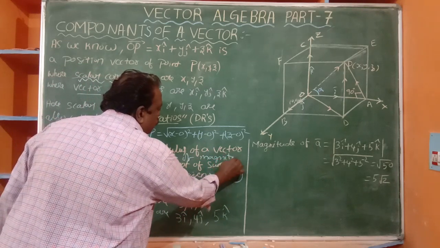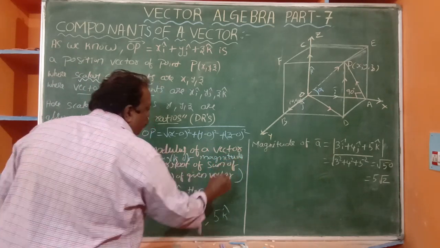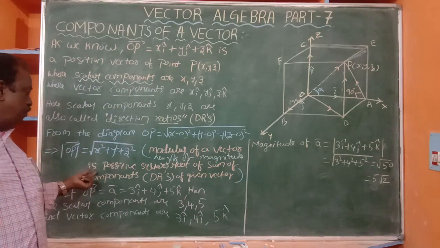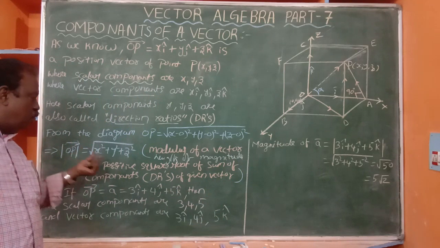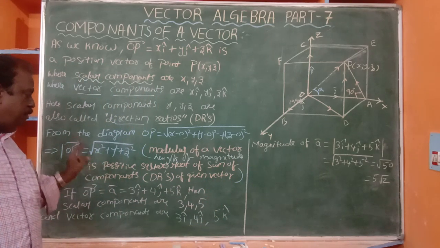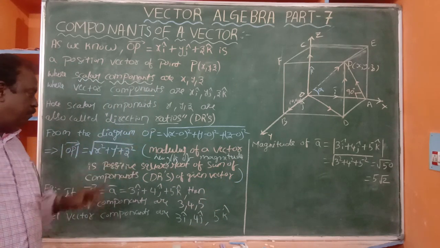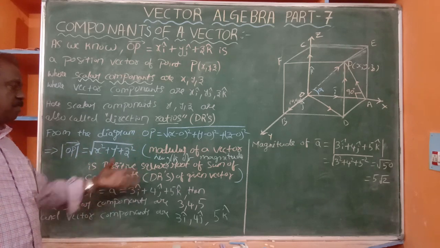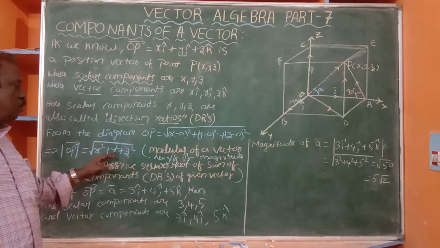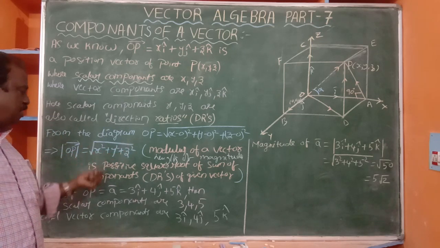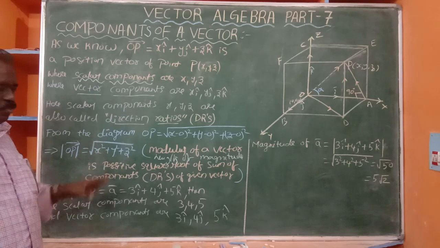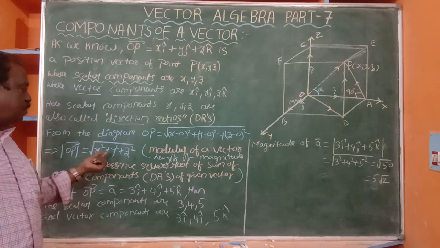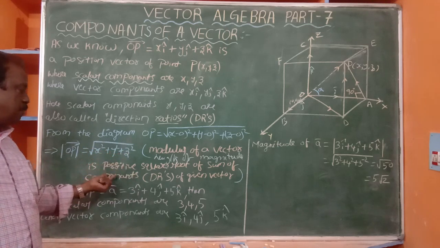Magnitude. It is the magnitude of a vector. Observe it, it is the positive square root. It is important. The positive square root of the sum of components or otherwise DRs of given vectors. What are x, y, z? DRs or otherwise components. Simply say components. Specifically scalar components. So x, y, z, DRs are components.